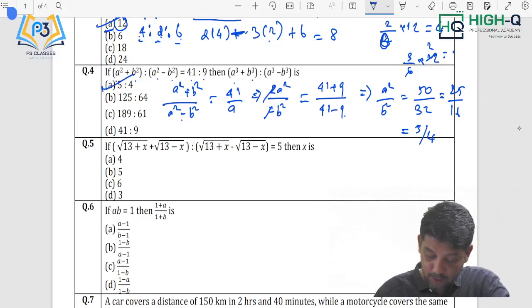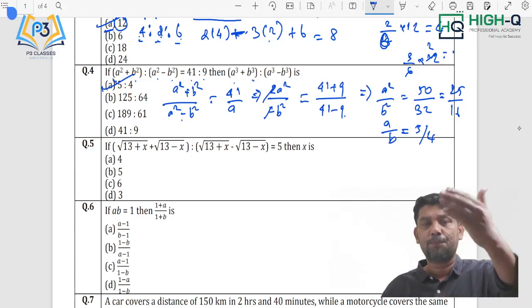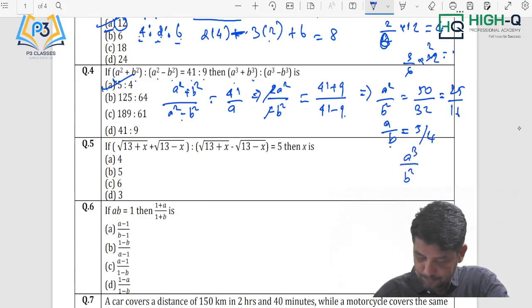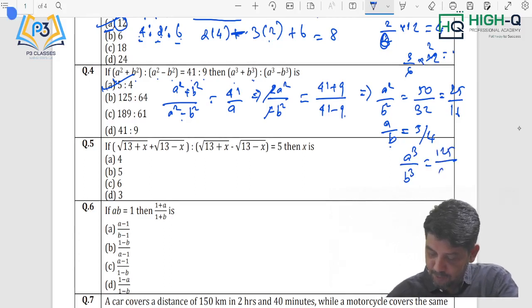Sorry, 5 by 4 is a by b. But the question is (a cube plus b cube) by (a cube minus b cube). So we have to find out a cube plus b cube divided by a cube minus b cube. So what is a cube by b cube? It is 5 by 4 cubed, 125 divided by 64.